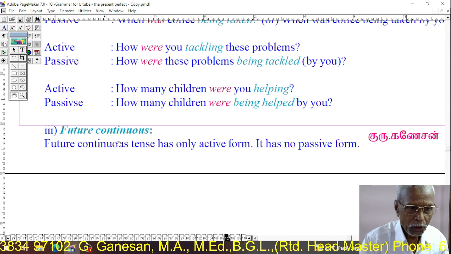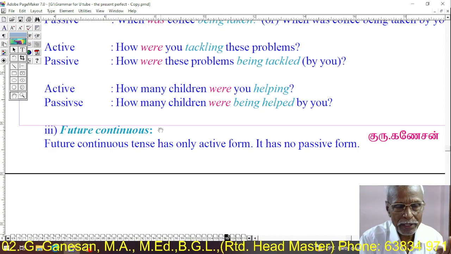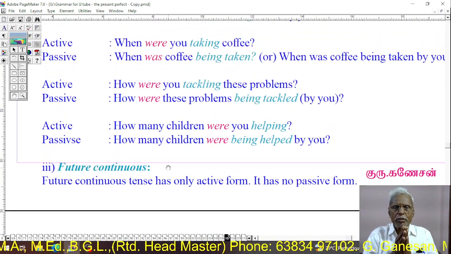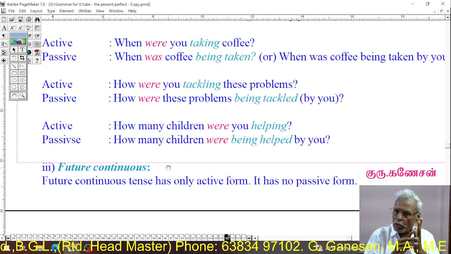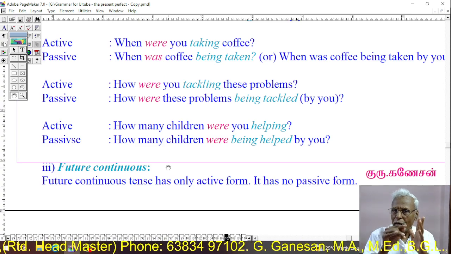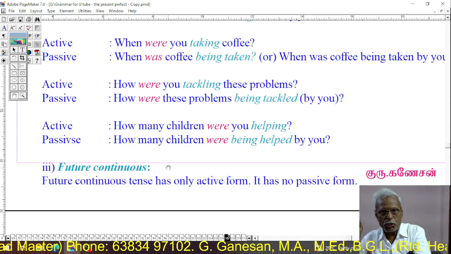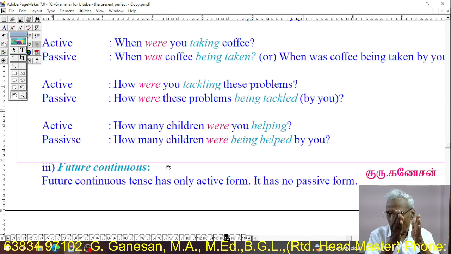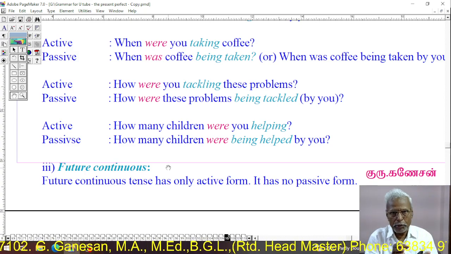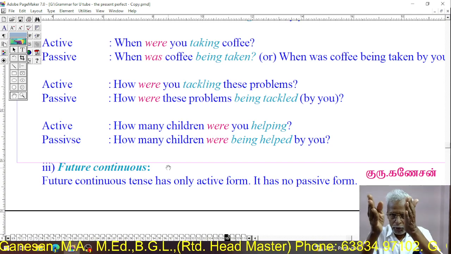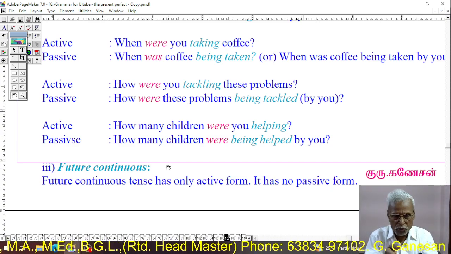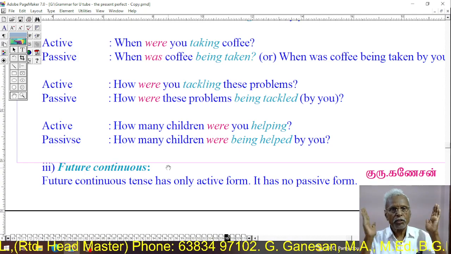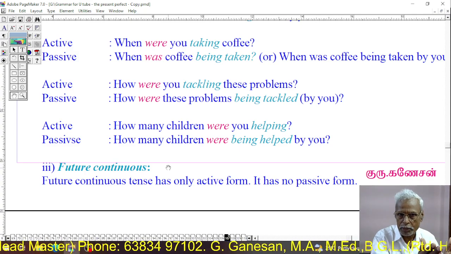Okay. Regarding future continuous tense, it is only in active form; future continuous tense has no passive form. So, dear students, regarding the continuous tenses, in present continuous tense there are two verbs: the first verb will be am, is, are, and the second verb will be the present participle of the main verb. When changing subject and object, the am, is, are should be placed according to the subject of the passive form. Then the present participle should be changed into the past participle, and before the past participle, being should be placed. This is the case of present continuous tense.